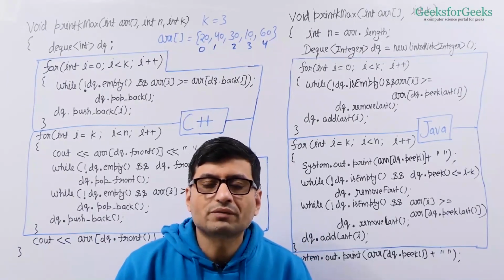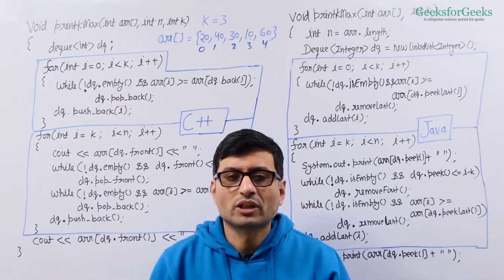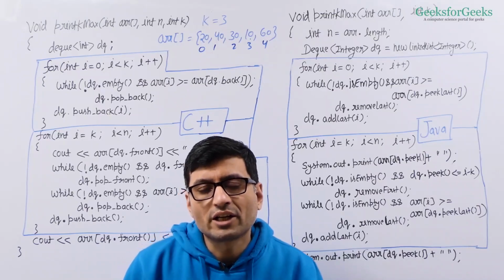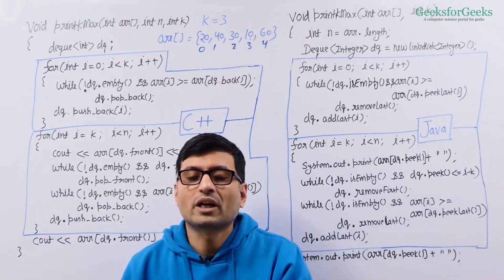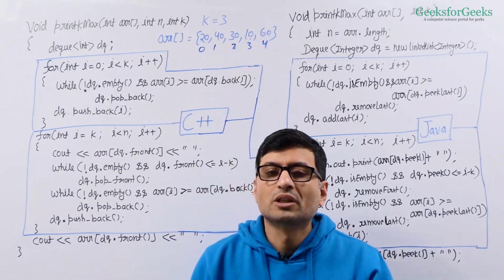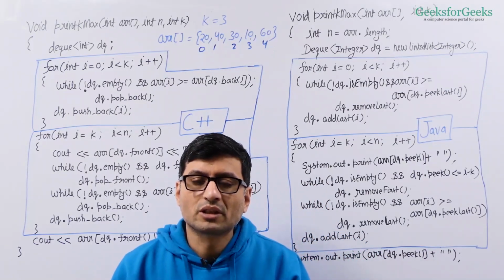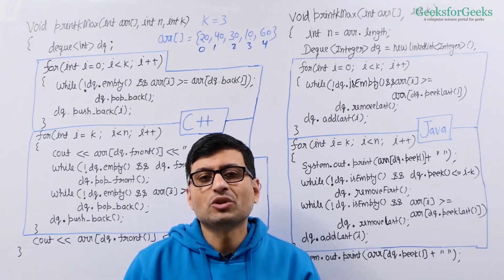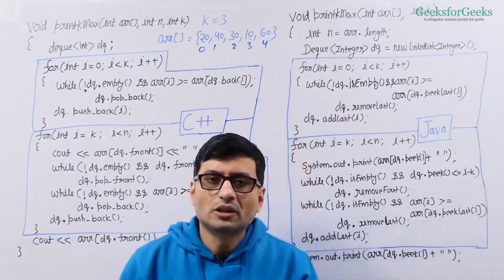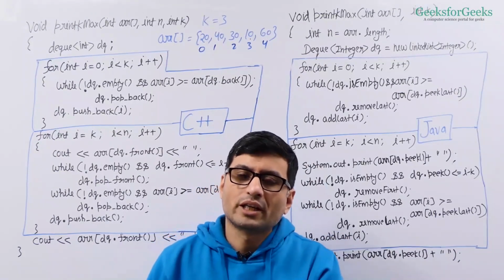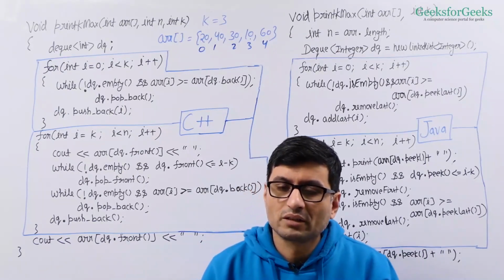In Java, we have function names add first, add last, remove first, remove last. Add first adds an item at the first position or front of the DQ, and add last adds an item at the last of the DQ. Similarly, remove first and remove last are used to remove items from the first and last positions. To get the first item from the DQ, we have a function peek in Java. To get the last item from the DQ, we have peek last. In C++, if you wish to get the front item, there is a function called front, and if you wish to get the last item, there is a function called back.